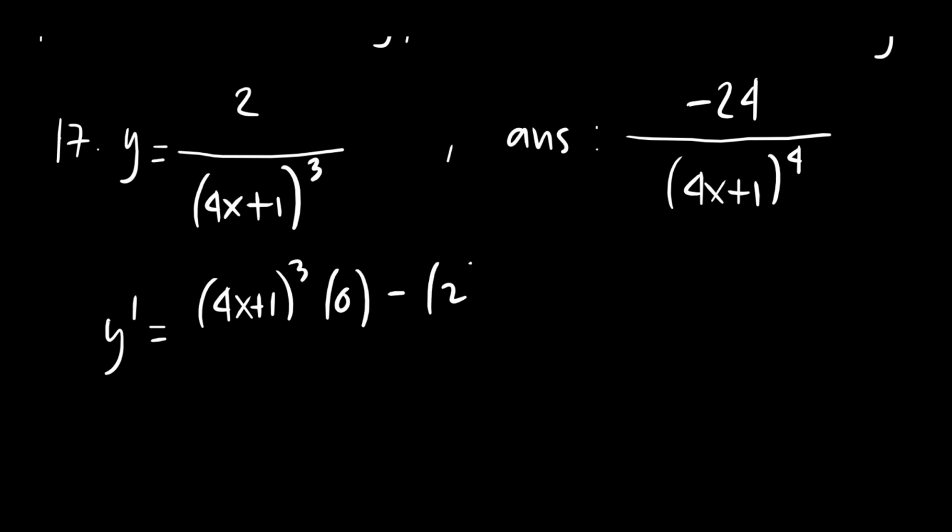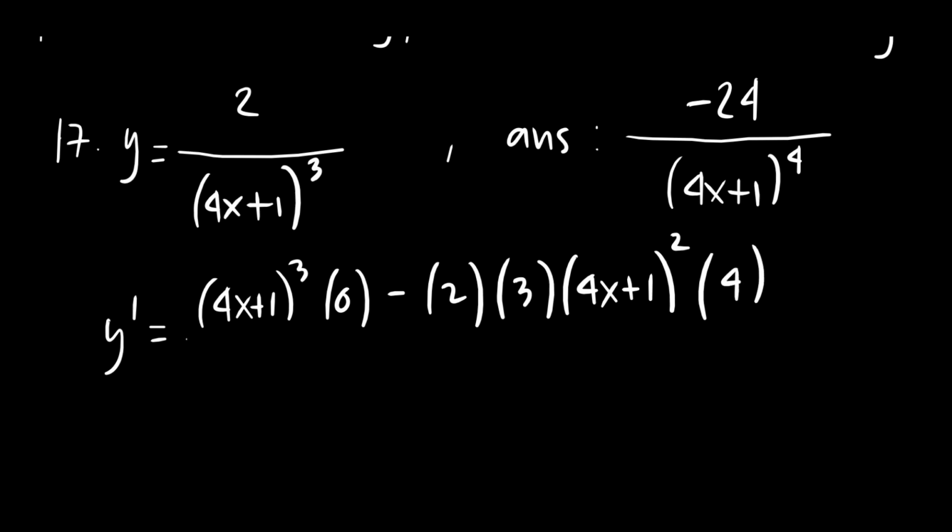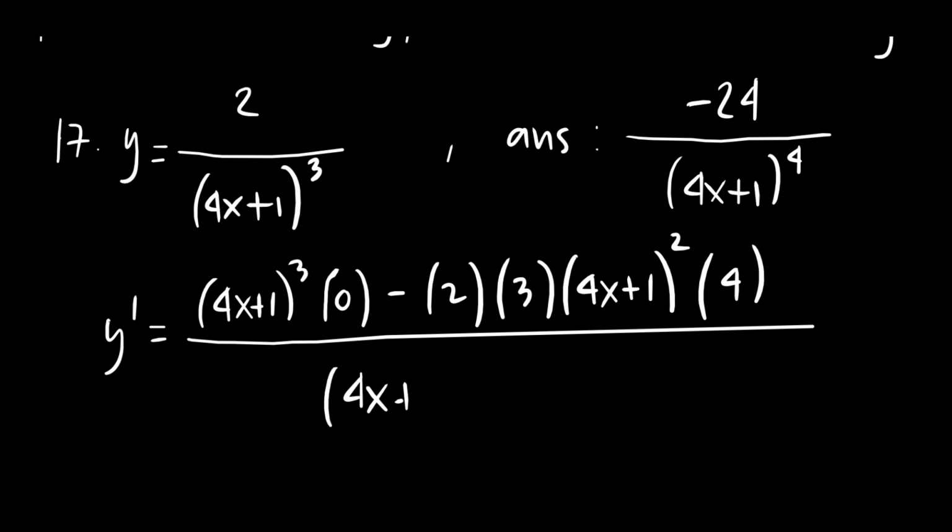Minus, just copy 2 times the derivative of the denominator. So we have 3 multiplied by (4x + 1). So 3 minus 1 is just equal to 2. So the derivative of 4x + 1 is just equal to 4, all over (4x + 1), so we'll write it as 0. So we have (4x + 1) raised to the power of 3.